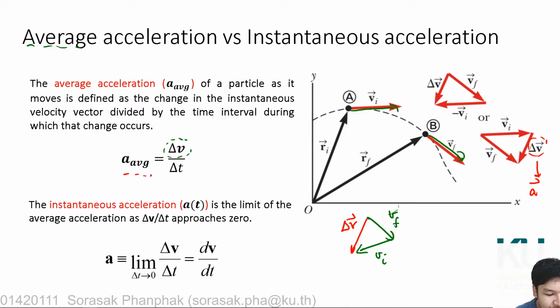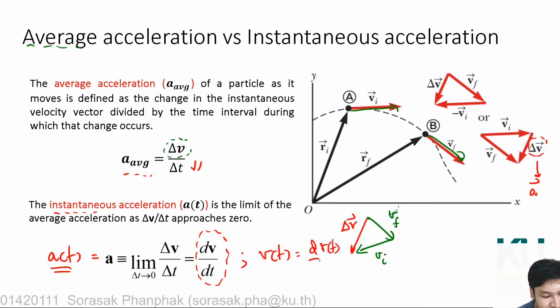So to get the average acceleration, you take delta V over delta T. If you would like to find the instantaneous A at any time, you do the differentiation of V with respect to t. So dV by dt gives A of t, similar to how, if you would like to find V of t, you differentiate R of t with respect to t. And this is the relation of displacement to position, average velocity to instantaneous velocity, and also instantaneous acceleration to average acceleration in terms of vectors.